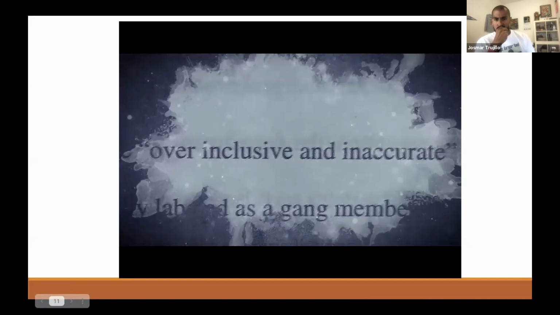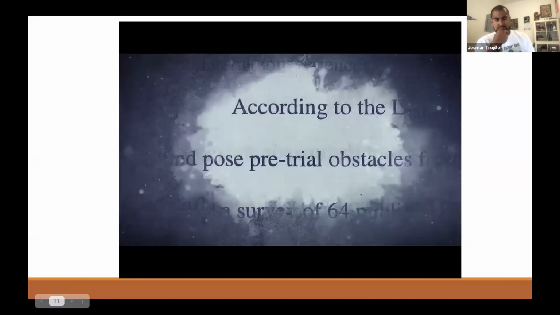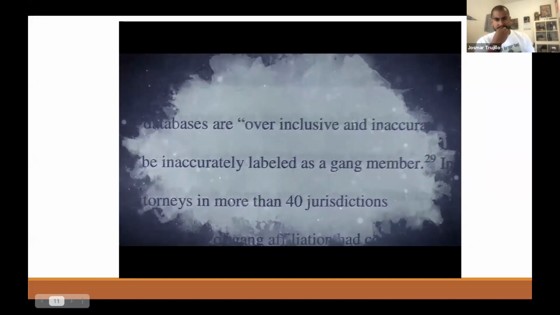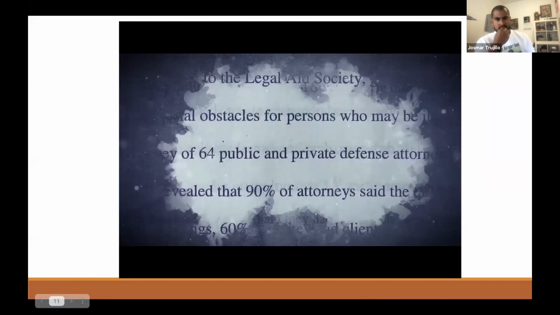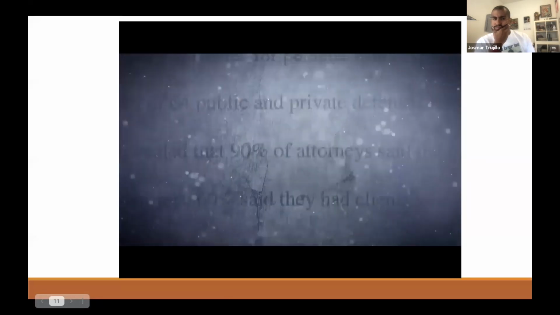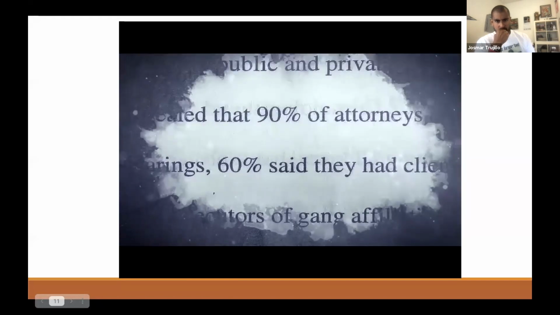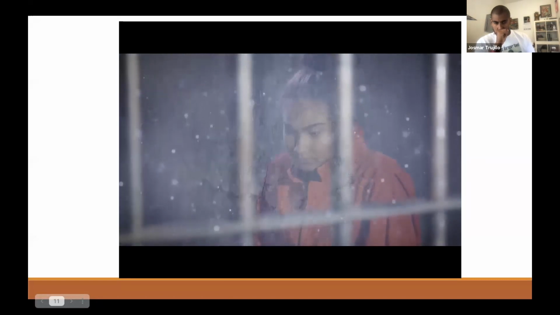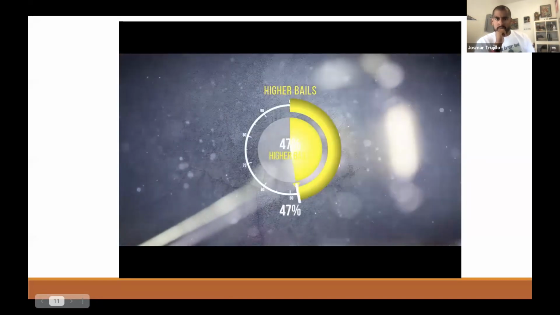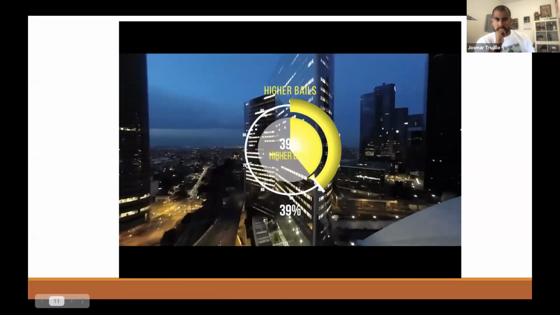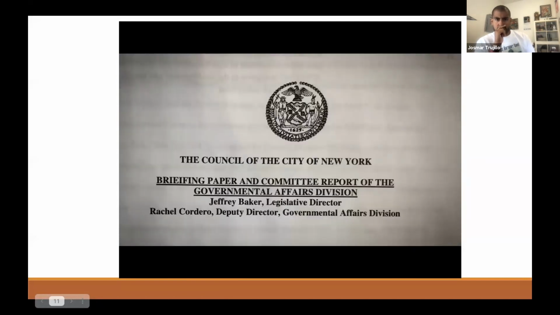The Legal Aid Society criticized the use of gang databases, saying that they're over-inclusive and inaccurate, and they pose a lot of pre-trial obstacles for people who are inaccurately held or labeled as a gang member. In 2011, a survey of over 60 public and private defense attorneys in more than 40 jurisdictions nationwide revealed that 90% of attorneys said the question of gang affiliation had come up during bail hearings. 60% said their clients would have been released if it had not been for the allegations by prosecutors of gang affiliation. And 2/3 of the attorneys said that they had seen substantially higher bails set due to claims of gang affiliation.